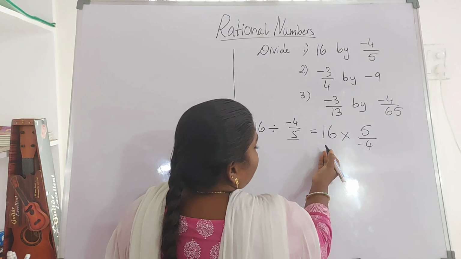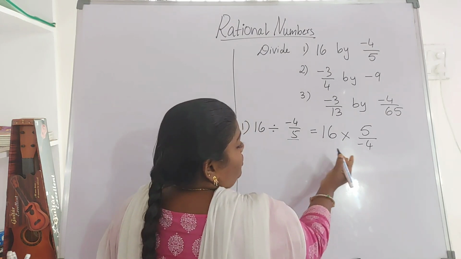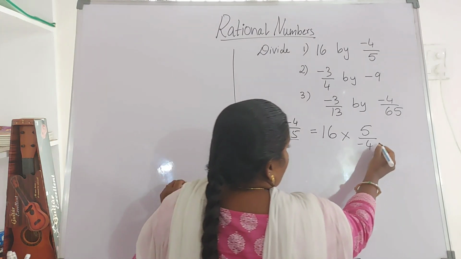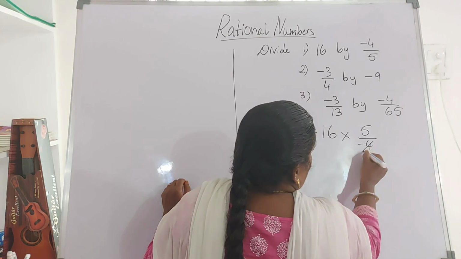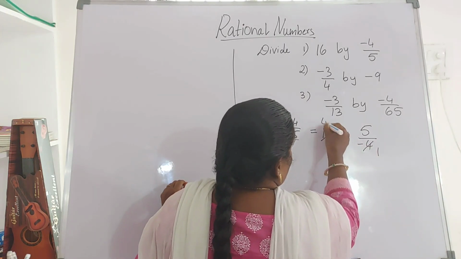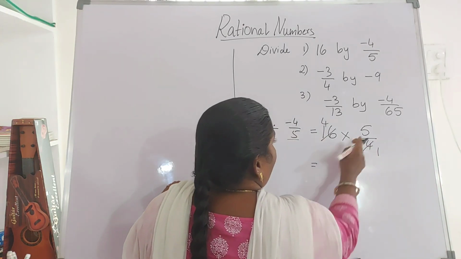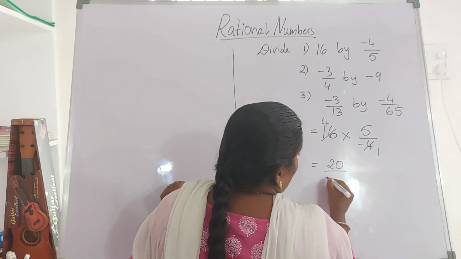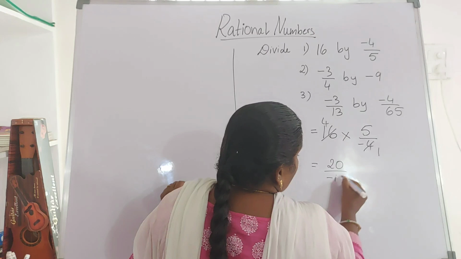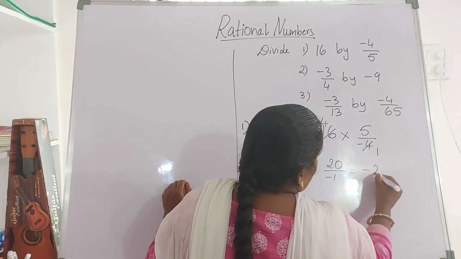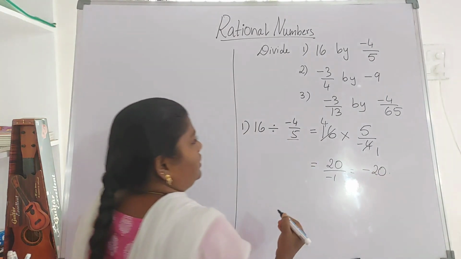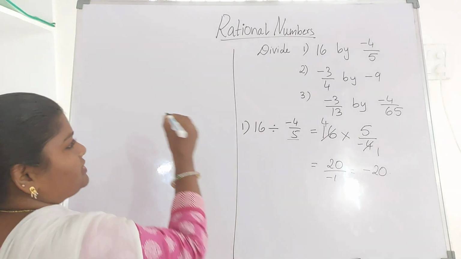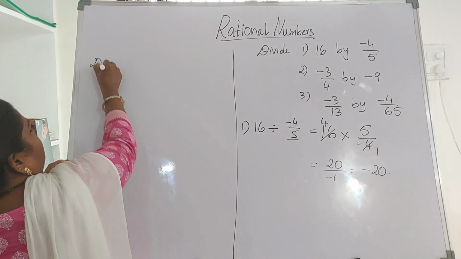Now if there is a possibility to cancel, 4 ones, 4 fours. So this is nothing but 5 fours is 20 and in the denominator you have minus 1. So this is nothing but minus 20. Yes, so let me explain the next one.